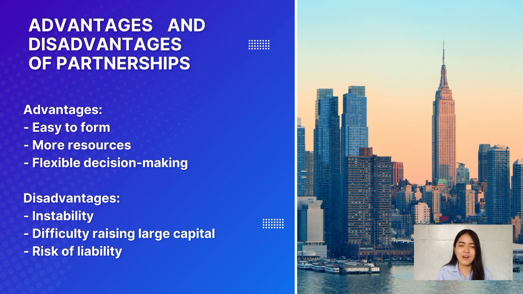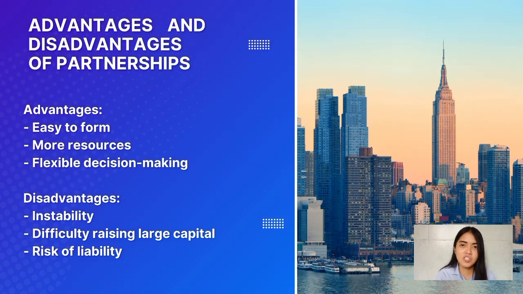While the disadvantages are: Instability, the partnership may dissolve when a partner leaves. Difficulty in raising large capital, unlike corporation, partnership rely on individual contribution. Risk of liability, a partner's decision can bind the whole partnership. Difficult to exit, it may be challenging to leave or dissolve the partnership.